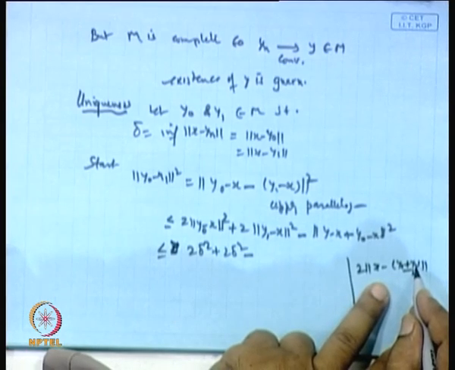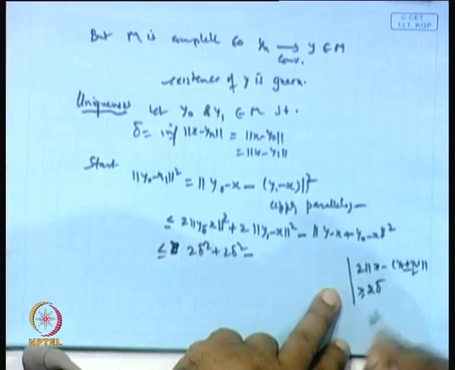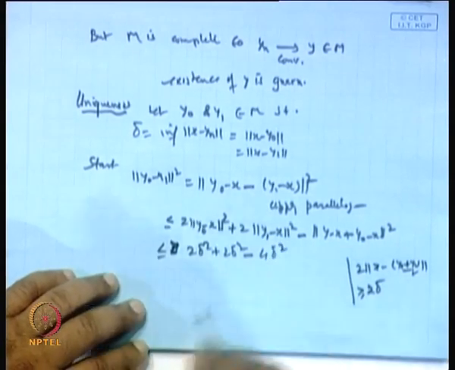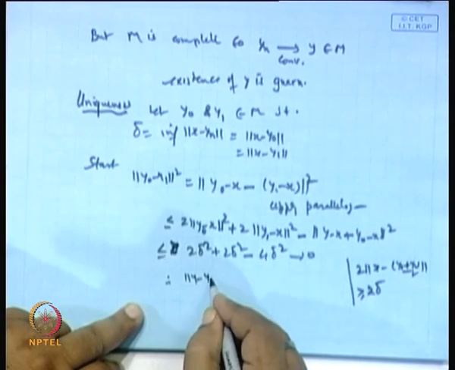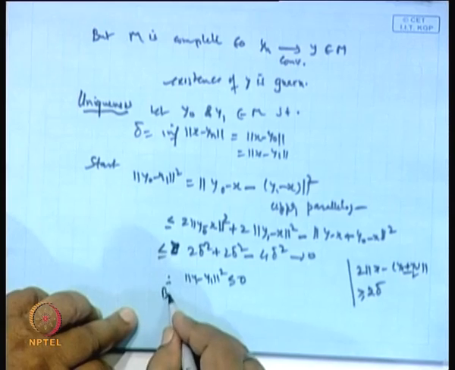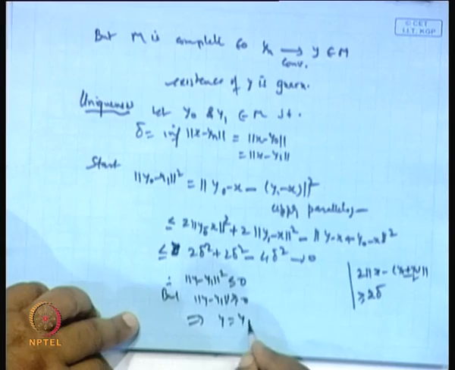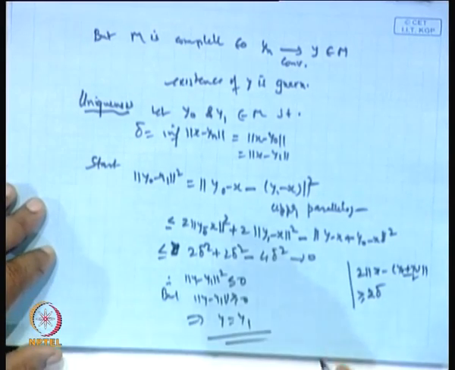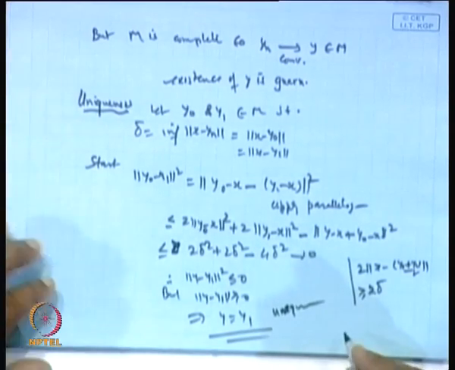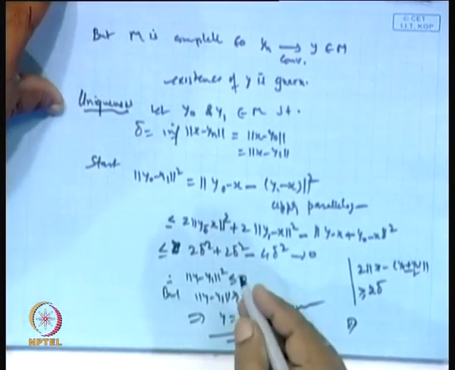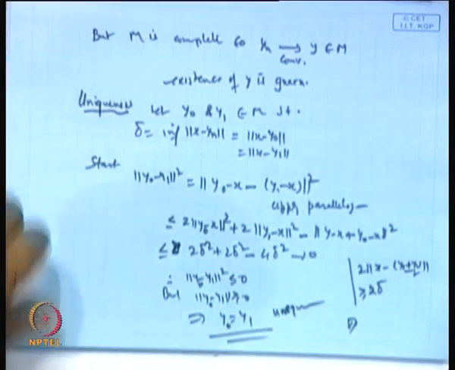Now, this is a point of M. So, it will be greater than or equal to 2 delta. So, it is less than or equal to minus 4 delta square, and this will go to 0. Therefore, norm of y naught minus y 1 whole square is less than or equal to 0, but a norm cannot be negative. So, this implies y naught equals y 1, okay? And this shows the uniqueness. That is all. Thank you.